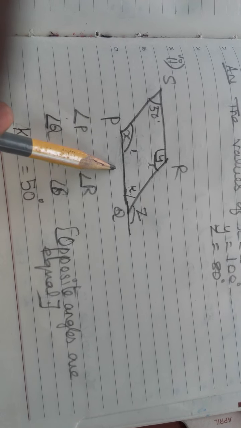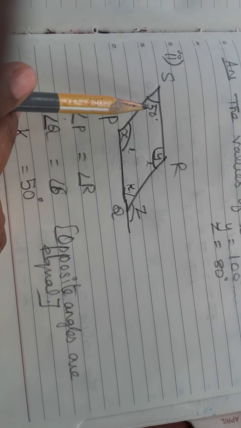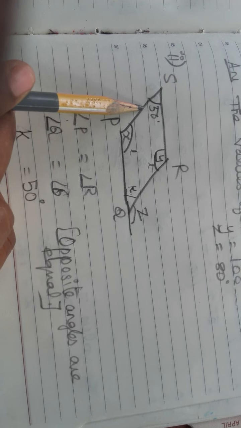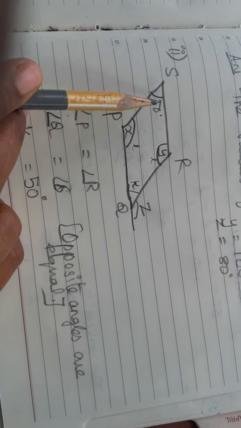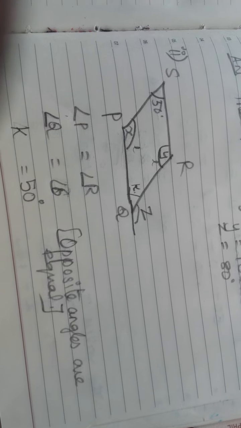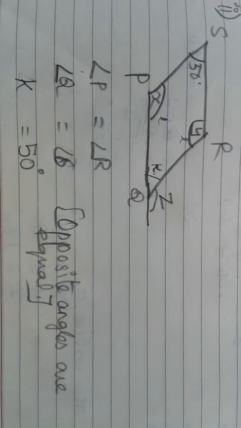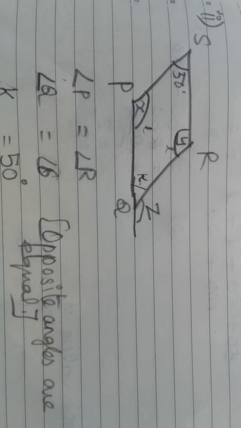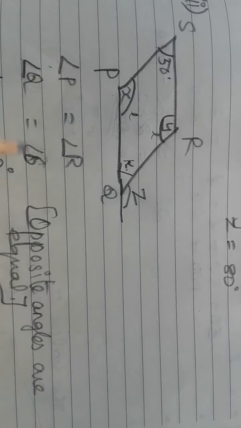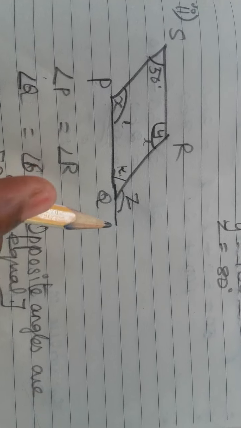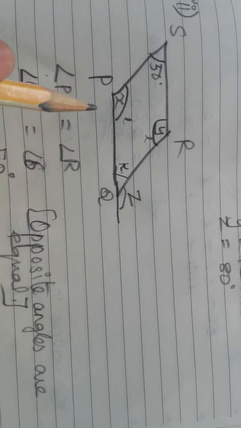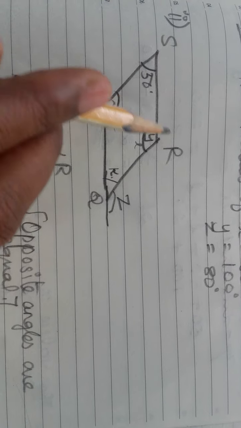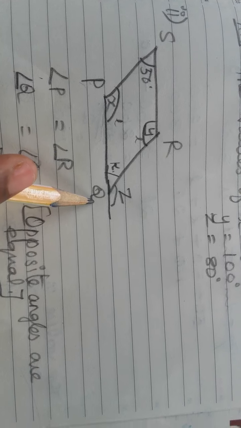Question number 2. Look here. Here only one angle has been given. Only one angle has been given. The rest of the angles you are going to find out. Now see this. I have given names for this diagram: P, Q, R, S. Now P is equal to R and S is equal to Q.